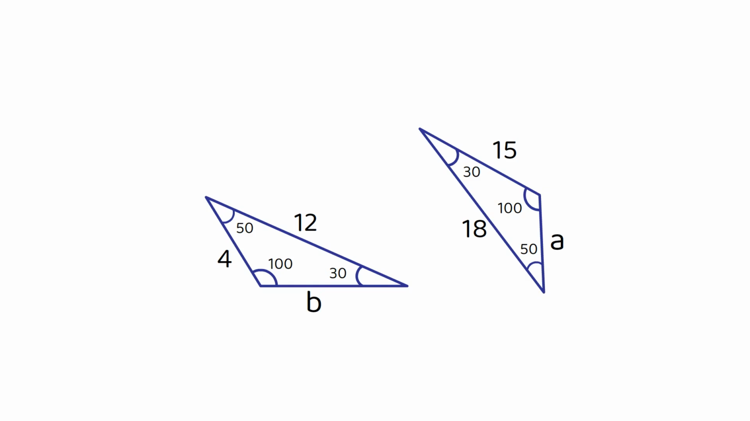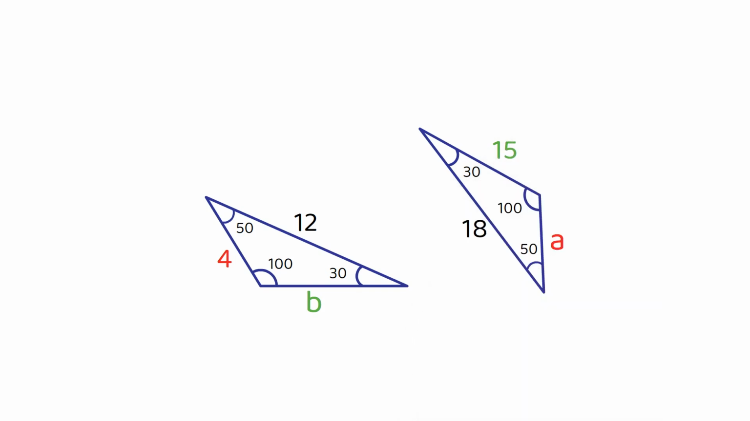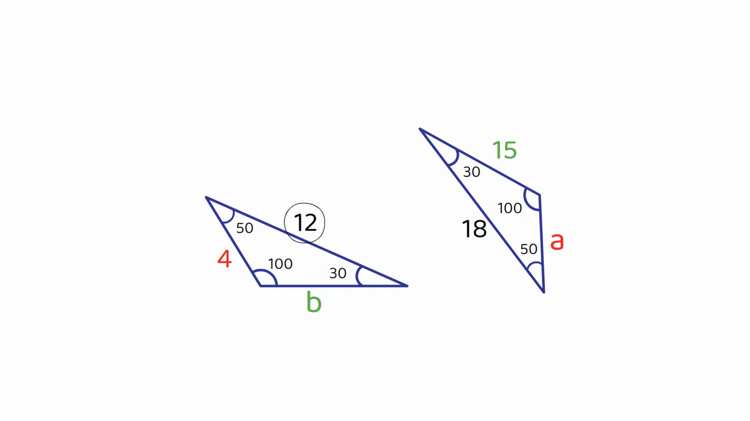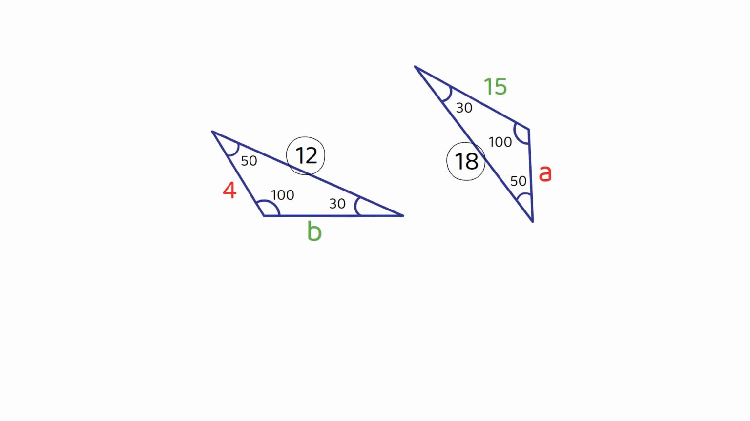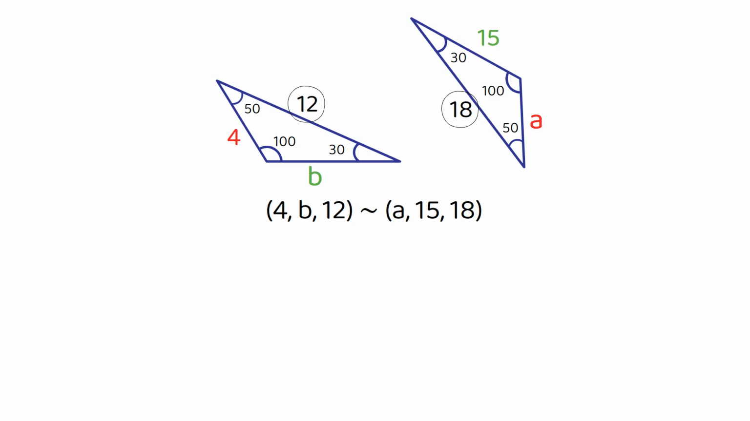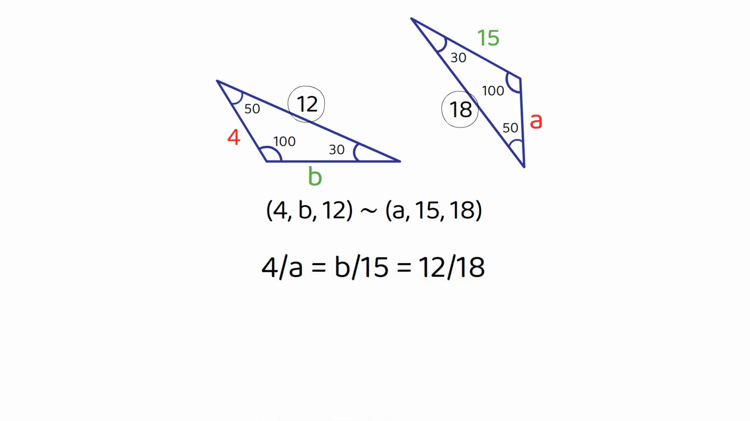The opposite sides of the 30-degree angle are 4 in the triangle on the left and A in the triangle on the right. The opposite sides of the 50-degree angle are B in the left triangle and 15 in the one on the right. The opposite sides of the 100-degree angle are 12 for the left triangle and 18 for the right triangle. With this, we form two triplets. 4, B, and 12 are proportional to A, 15, 18. Since they're proportional, we have 4 over A equals B over 15, which equals 12 over 18.